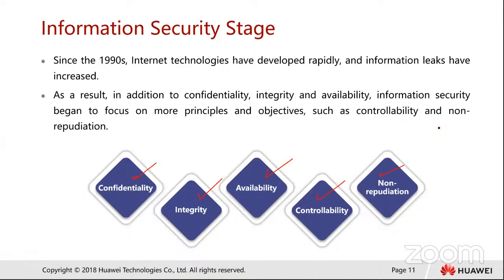So availability is to ensure that the information and information system are actually used by authorized users. Whereas controllability, like we said, helps us to control our system, to monitor our information and our information systems.